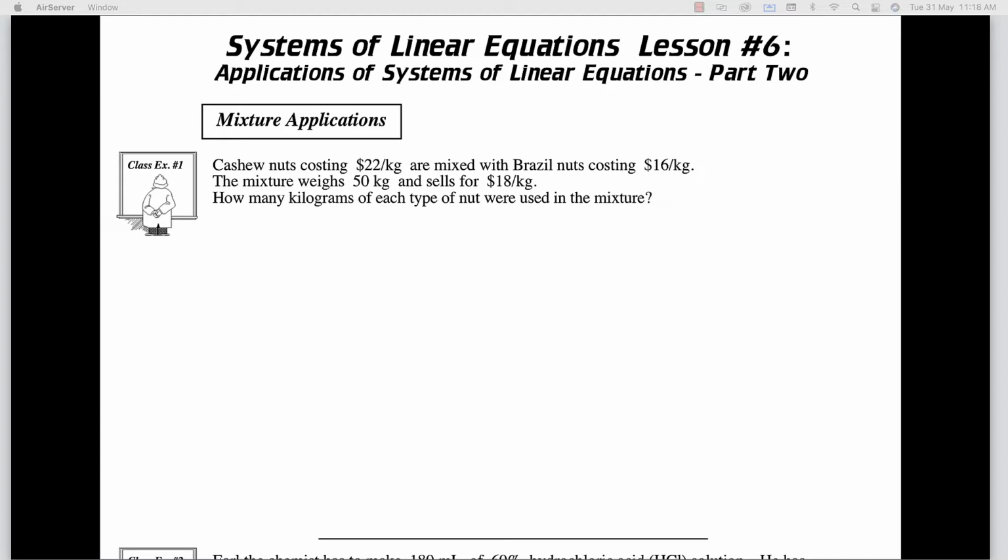So we've got word problems here, and we've got cashew nuts costing $22 per kilogram. We basically got this little cashew nut. Ain't that beautiful? And what do I know about it? It is $22 per 1 kilogram. So for 1 kilogram, it costs you $22. And then we've got Brazil nuts. Not sure what a Brazil nut looks like, but good enough. And that's going to be $16 per 1 kilogram.